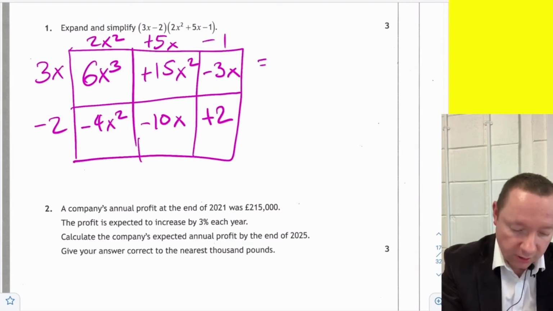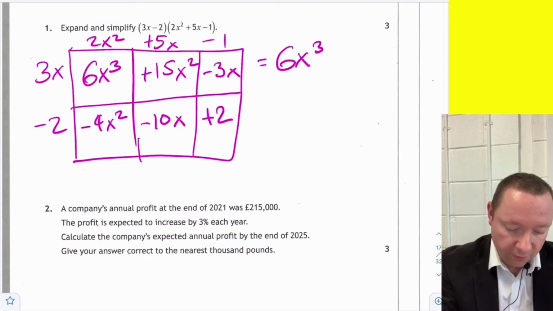So that gives us 6x cubed. We've got 15x squared minus 4x squared, so 11x squared. We've got minus 3x minus 10x, so minus 13x.